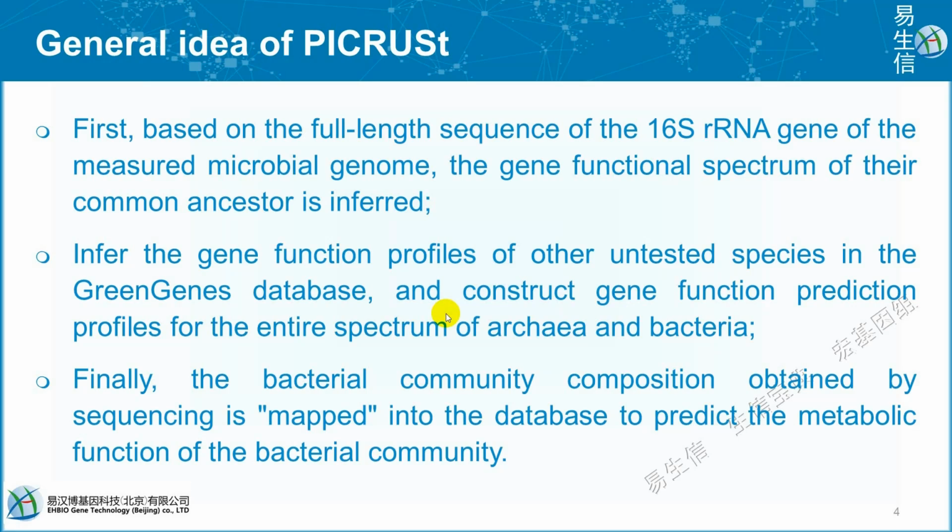General idea of PICRUSt. First, based on the full-length sequence of the 16S ribosomal RNA gene of the sequenced microbial genome, the gene functional spectrum of their common ancestor is inferred. Infer the gene function profile of other untested species in the Greengenes database and construct a gene function prediction profile for the entire spectrum of archaea and bacteria. Finally, the bacterial community composition obtained by sequencing is mapped into the database to predict the metabolic function of the bacterial community.